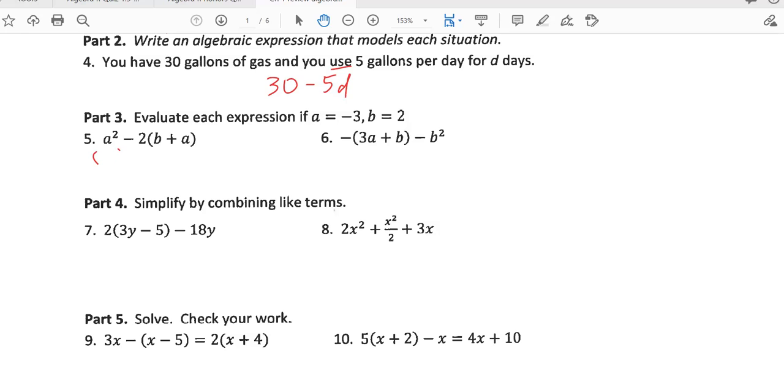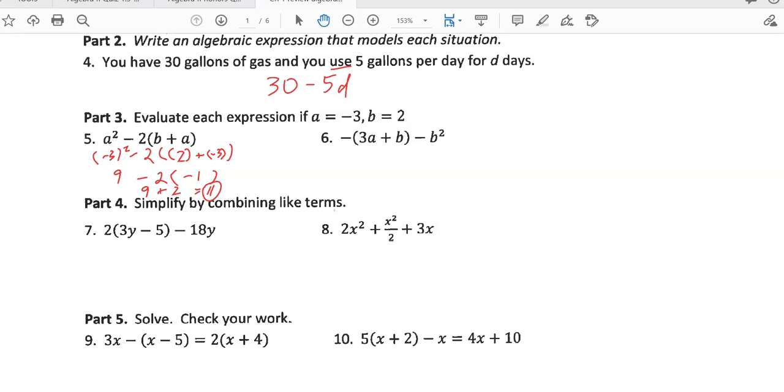So here you have a squared minus 2 times b plus a. So a is -3, and b is 2. So I'm just going to plug that in. So this would be -3 squared, which is 9, minus 2 times, let's simplify that parentheses, 2 plus -3 is -1. So that ends up being 9 plus 2 instead of 9 minus 2, which is 11.